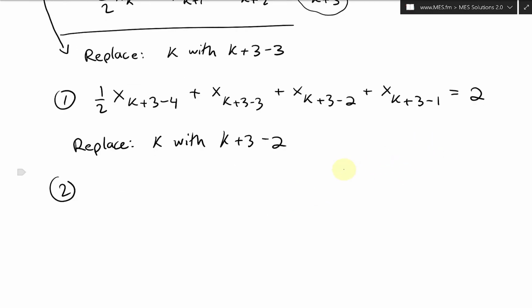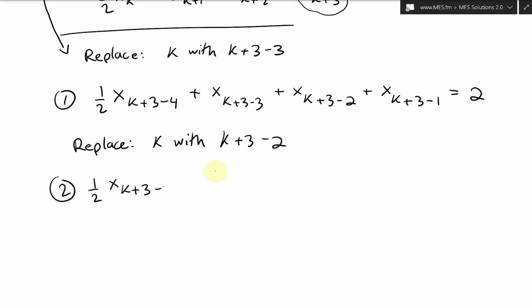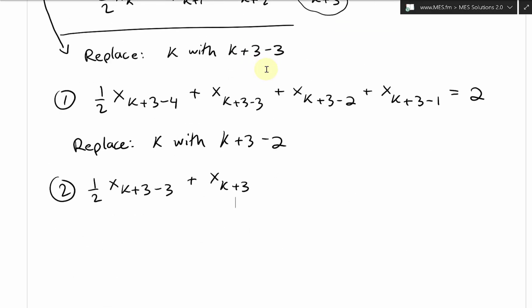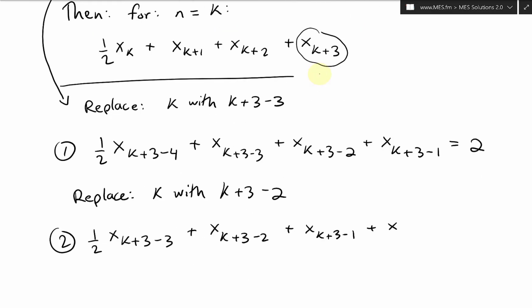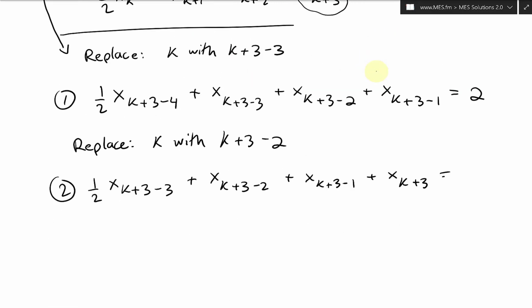So what we get is equation 2: 1/2 x_{k+3-1}, and then there's a minus 1 there. So there's a minus 1, that becomes minus 3, like that. Plus x_{k+3-2}, then it becomes plus 1. This just becomes k, so plus 3 minus 2. And the next one's going to be plus 1 x_{k+3-1}, because we're adding 1 here. And then finally we get x_{k+3} plus 2. So then plus 2, then we're left with this.